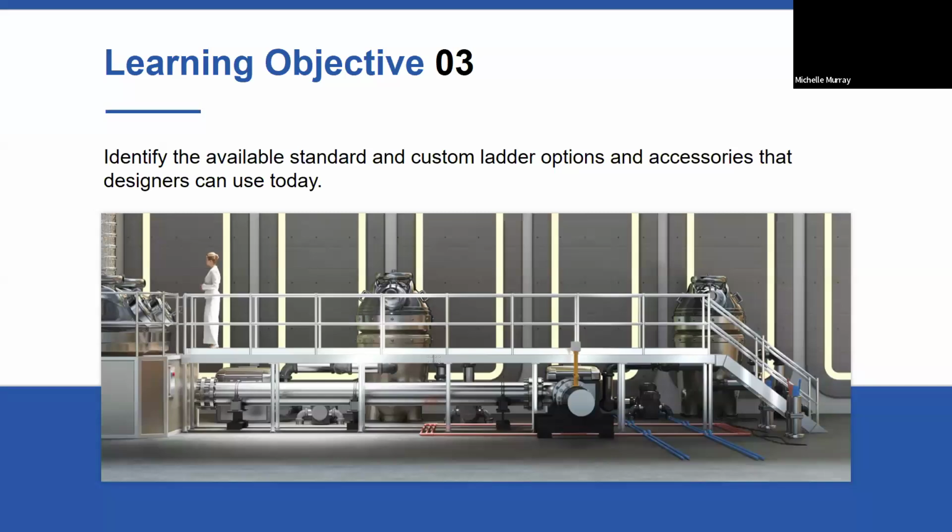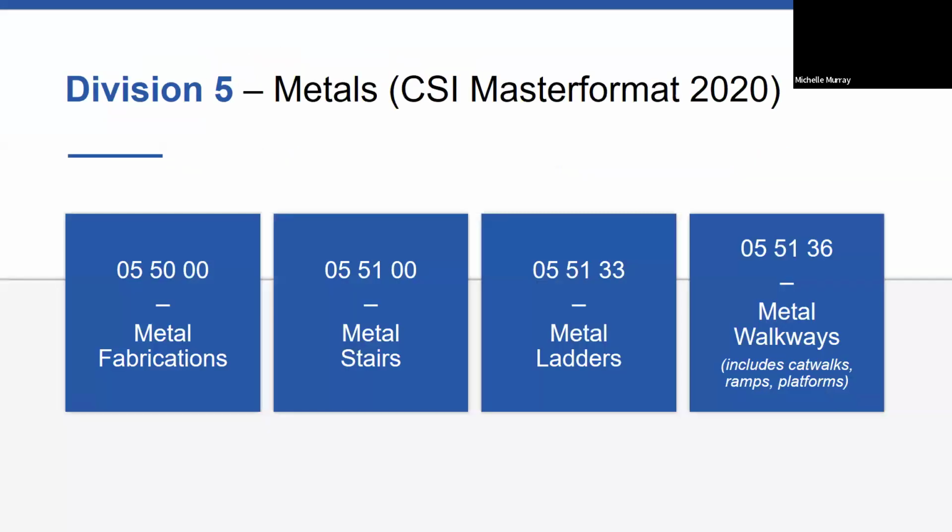Okay, now that we've looked at some codes, we're going to look at objective number 3 and identify the available standard and custom ladder options and accessories that designers can use today. The ladders are typically found in Division 5 in the Metals of Construction project specifications. Depending on the project or the spec writer, these are the 4 sections that you may find for your ladders.